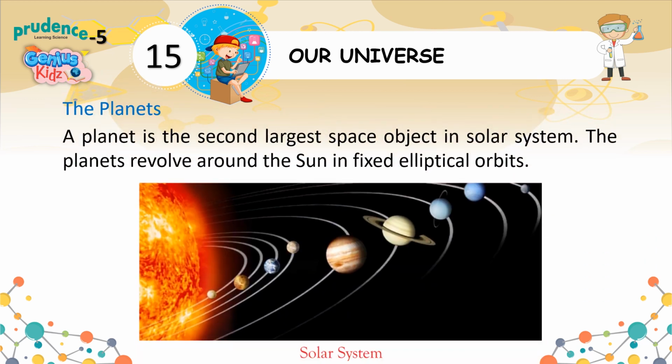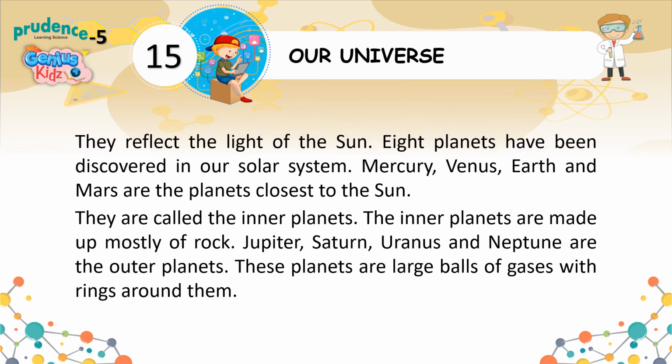The planets. A planet is the second largest space object in the solar system. The planets revolve around the Sun in fixed elliptical orbits. They reflect the light of the Sun. The 8 planets have been discovered in our solar system. Mercury, Venus, Earth and Mars are the planets closest to the Sun. They are called the inner planets.